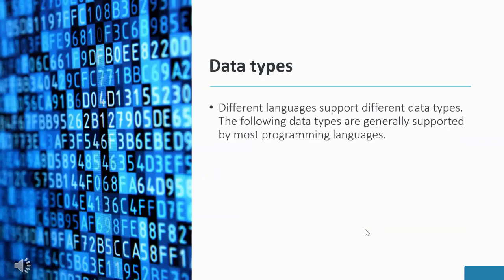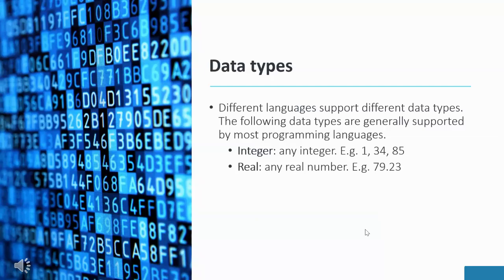Different languages support different data types. The following data types are generally supported by most programming languages, or almost all programming languages. Integer is any integer, like 1, 34, and 85. Real can be any real number, like 79.23.